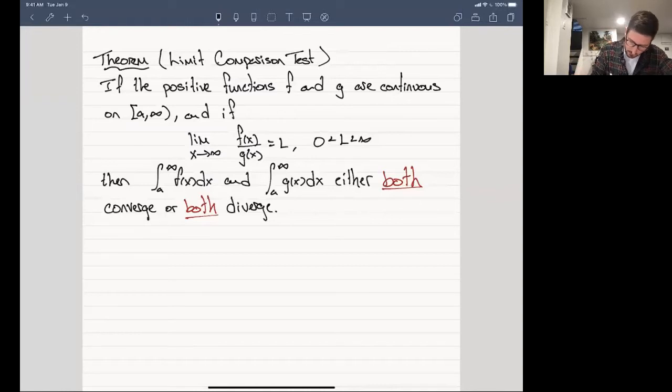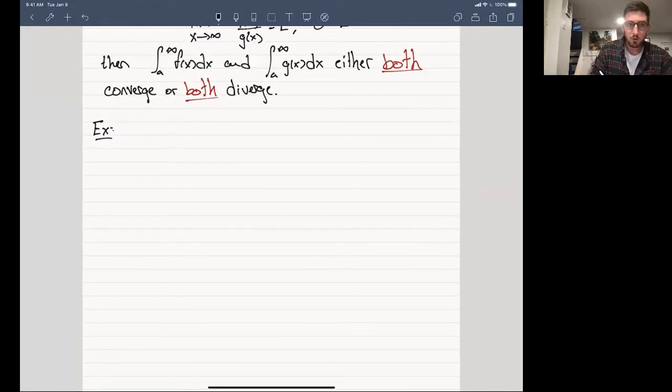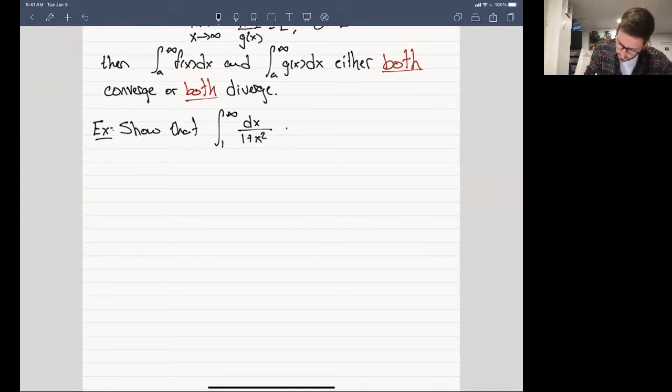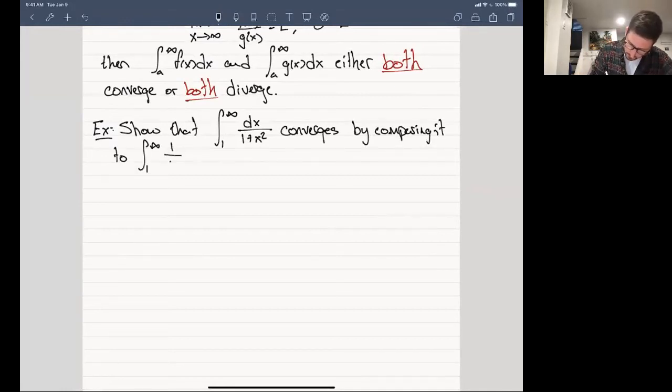Okay, let me show you an example. Let's go back to one that we already looked at. Let's say, show that the integral from 1 to infinity of dx over 1 plus x squared converges by comparing it to the integral from 1 to infinity of 1 over x squared dx. Find and compare the two values.